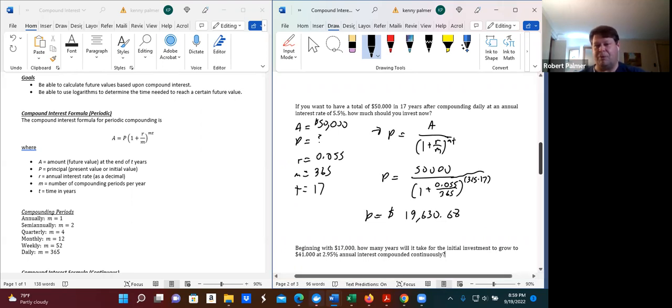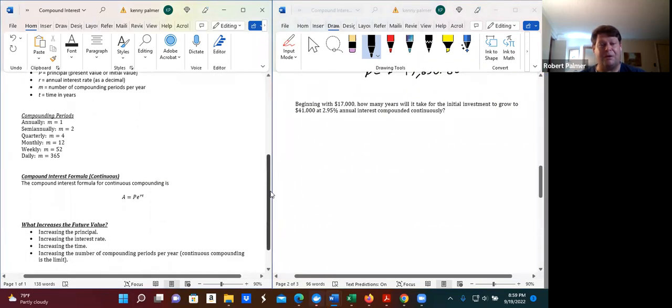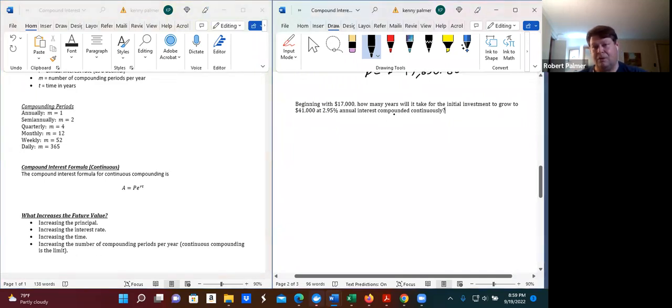Okay, let's look at one more example. This one is, once again, a bit different in what we're asking for. Beginning with $17,000, how many years will it take for the initial investment to grow to $41,000 at 2.95% annual interest, compounding continuously? Now, this says compounding continuously, so this time the form we're going to be using is our continuous compounding formula. We use a different formula: A is equal to P e to the RT.